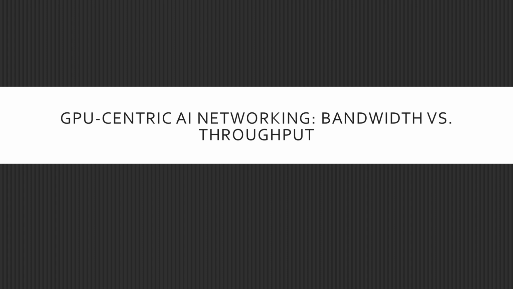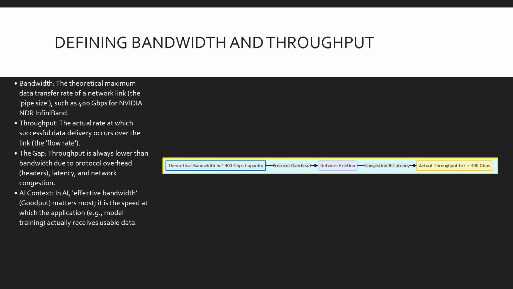Welcome. In this session, we will distinguish between two critical performance metrics in AI infrastructure, bandwidth and throughput. We will examine how they differ in a GPU-centric environment and the technologies required to maximize both. Start by clarifying our terms.